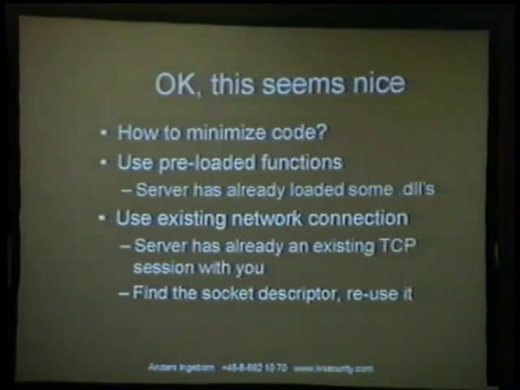But what can the attacker do to minimize the code needed for the first payload? Well, there are at least two things the attacker can do. He can reuse the jump table of the vulnerable server application, and he can reuse the socket descriptor. And the socket descriptor represents the existing network connection, of course. To reuse the socket descriptor, he has to find it.